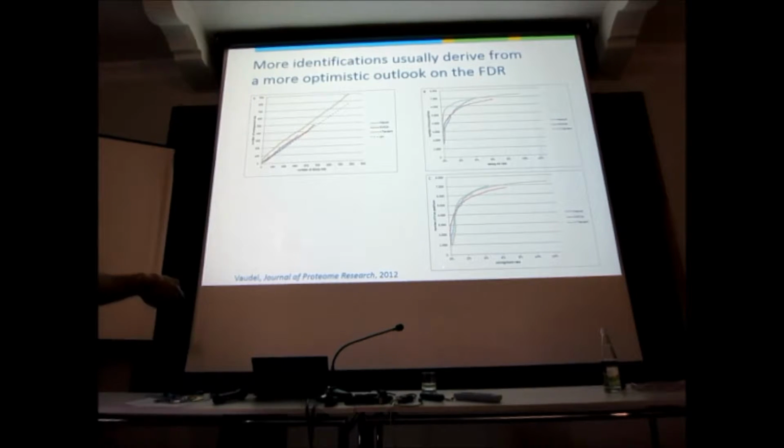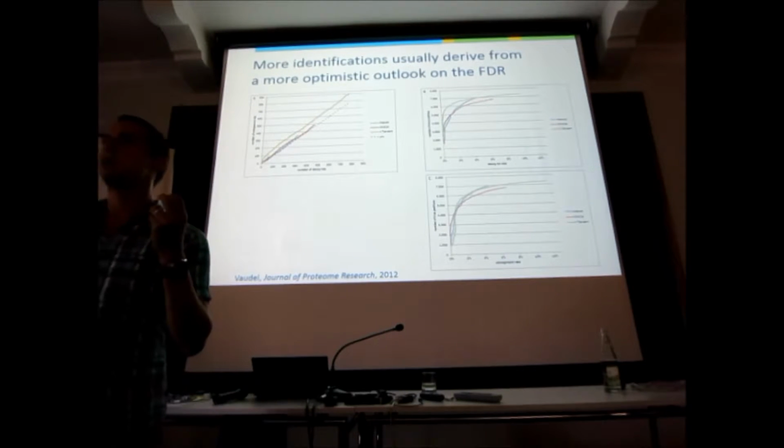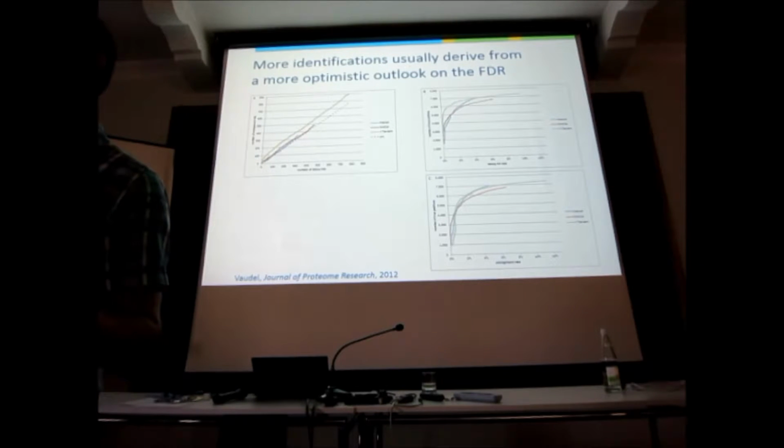Where's Tandem now? Oh look, it's at exactly the same place as Mascot. It nearly tracks the curve perfectly. OMSSA is still pessimistic, but that's expected. So when we use Pyrococcus, suddenly Tandem isn't special anymore, right?